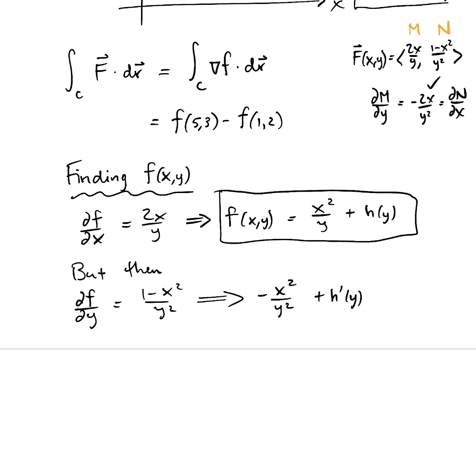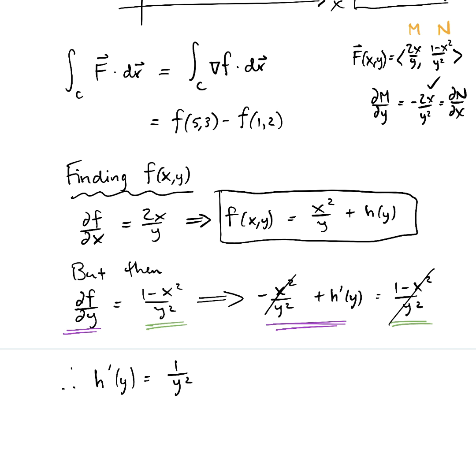So we need all that to equal 1 minus x squared over y squared. That's what we need. So this side is this, and this side is this, and we need them to be equal. Now you can see algebraically that this problem has a little twist that some of the examples from class didn't. This and this cancel, and so you need h prime of y to be 1 over y squared.